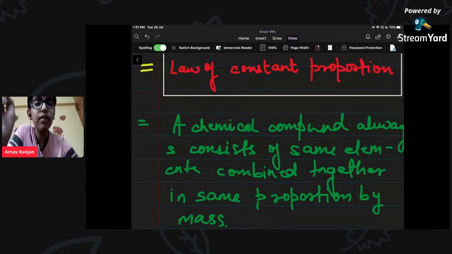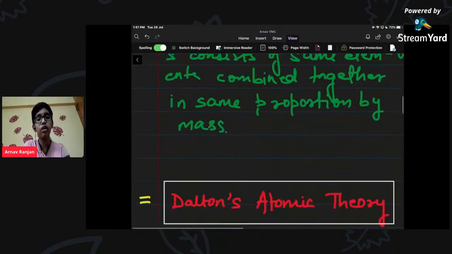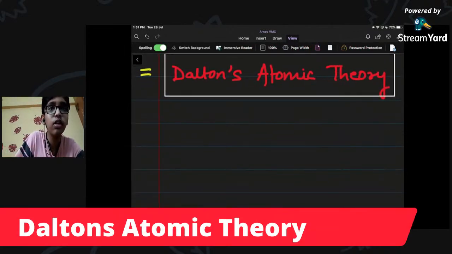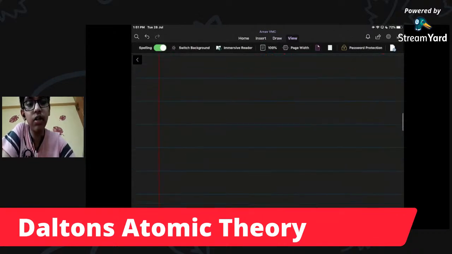But the most important law or theory of this whole chapter is Dalton's atomic theory. So, as you can see, this is Dalton's atomic theory. I will write about it. It's Dalton's atomic theory. Please remember it.